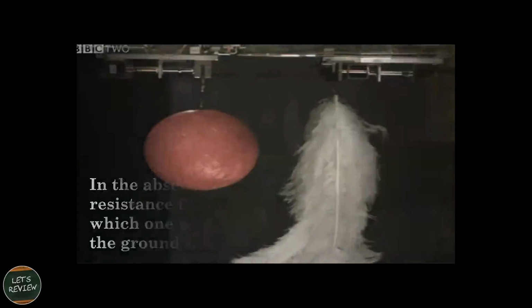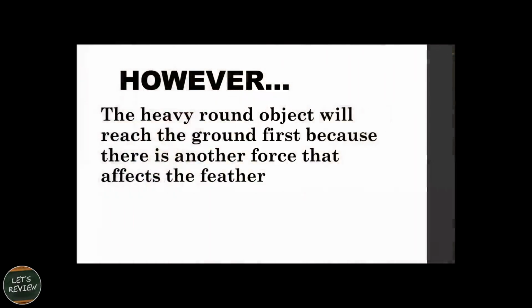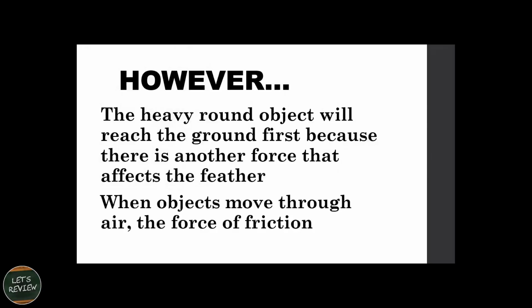In the experiment done, removing the frictional force will let these two objects fall on the ground at the same time. But in a regular manner, if there is a resistance force, we know that the hard, heavy ball will reach the ground first because the feather is affected by this air resistance force. So the heavy round object will reach the ground first because there is another force that affects the feather. Like I said, it is the air or the air resistance force.